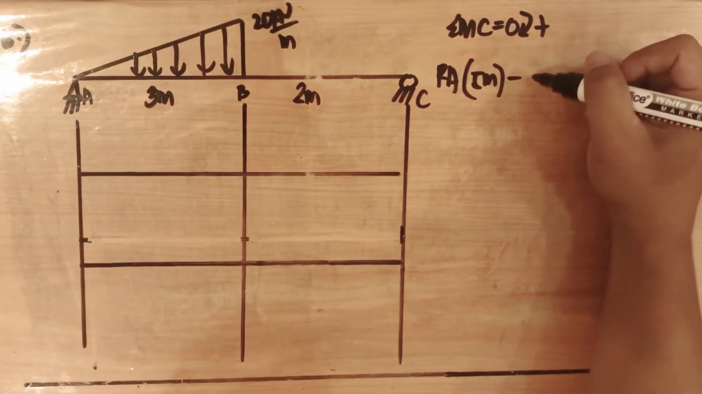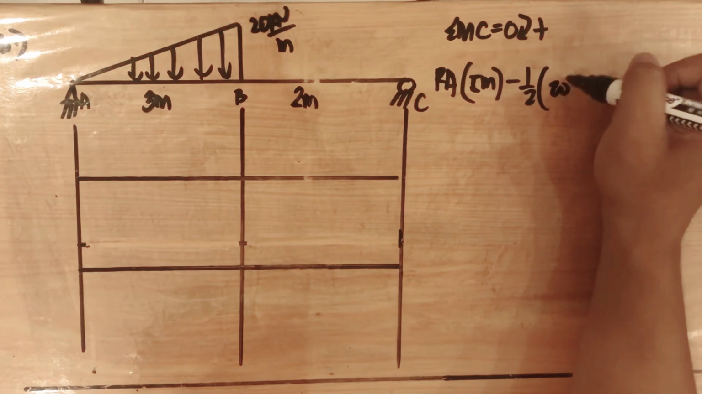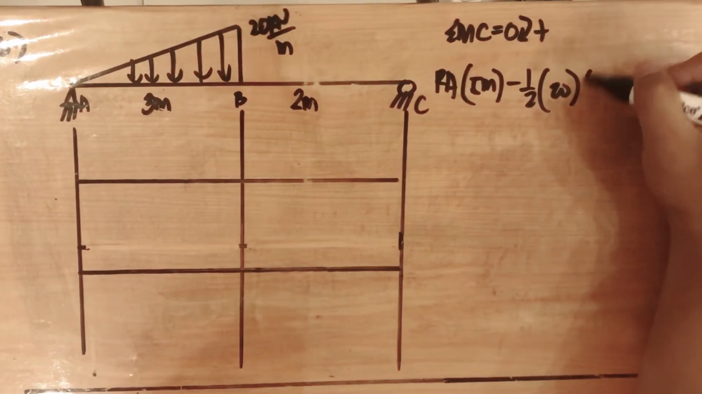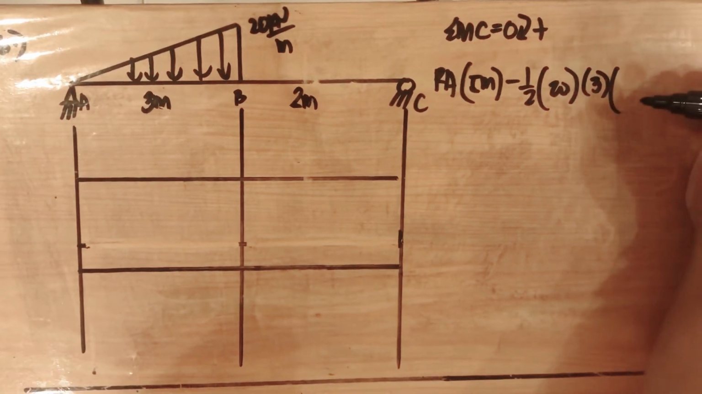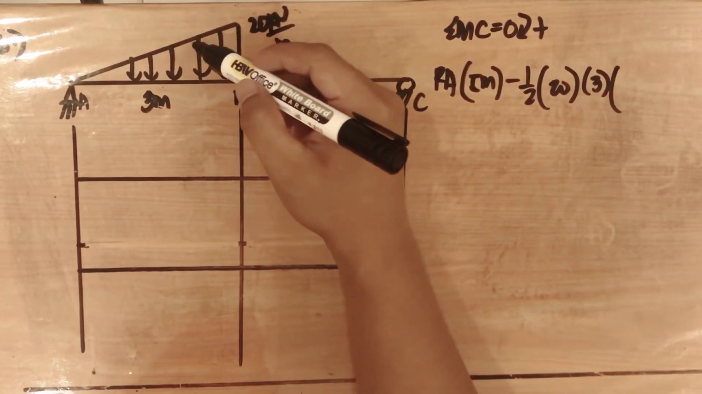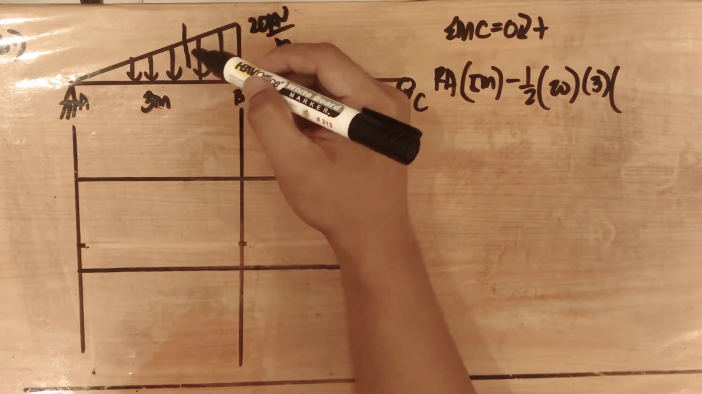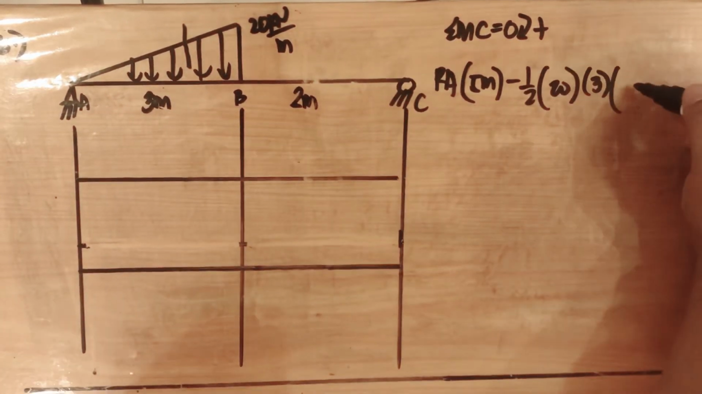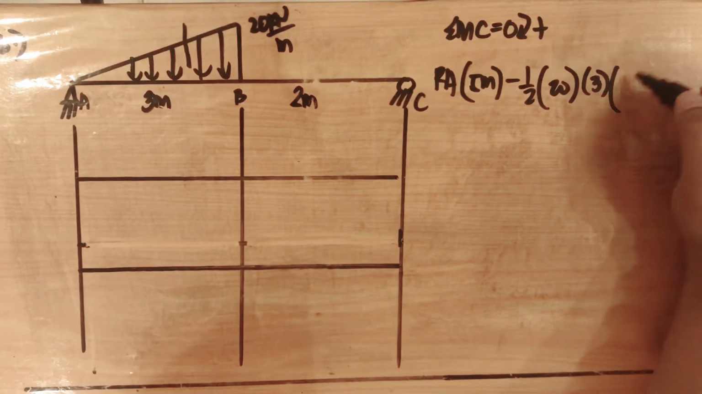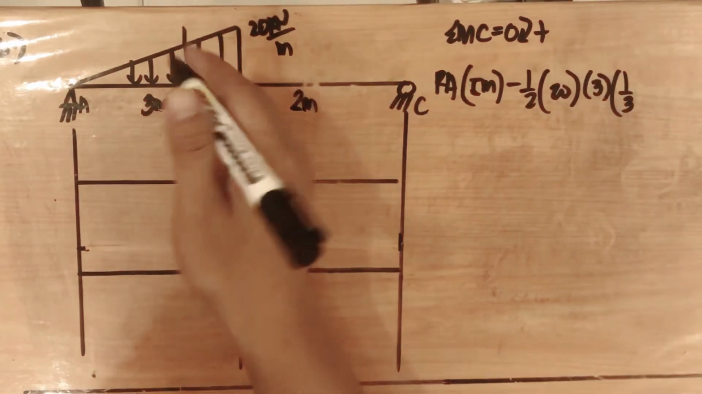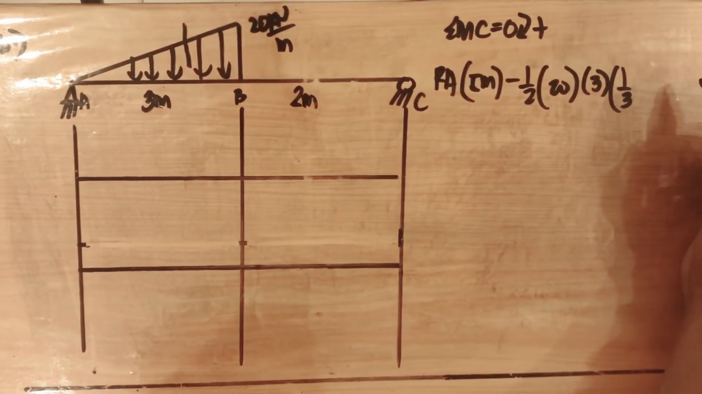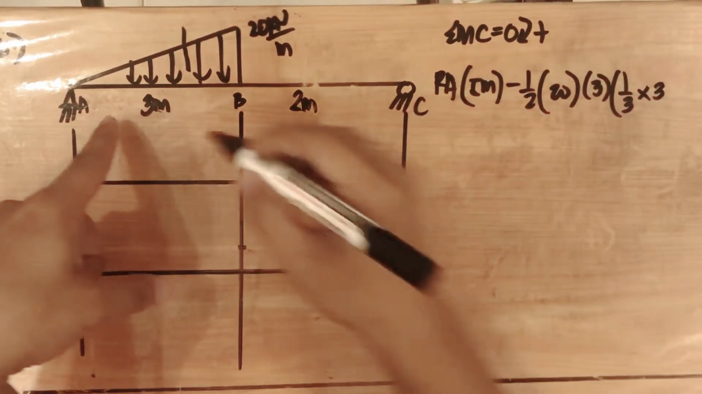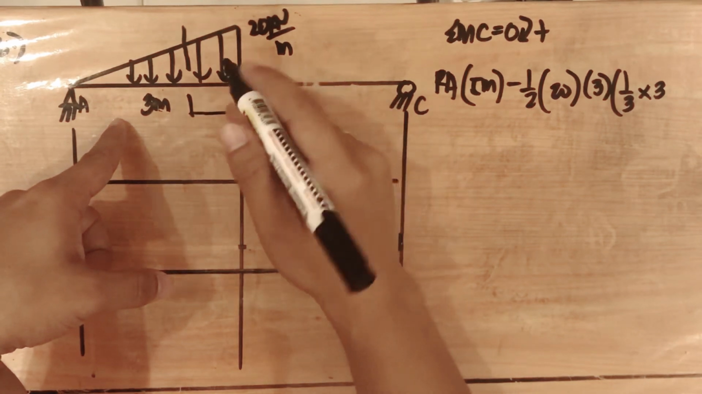the area of the triangle. So, 1/2 times 20 kilonewton per meter, base times height, 3 meters. Then the centroid. If you are going toward the right side, where the load is increasing, the value is 1/3. If you are going this way, it is equivalent to 2/3. So, 1/3 of 3. This is that distance.